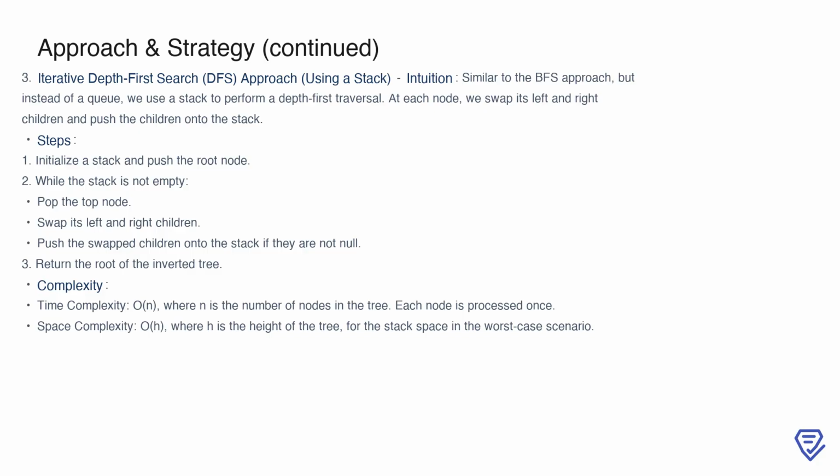The time complexity of this approach is also O(n), as each node is visited once. The space complexity is O(h), where h is the height of the tree, because the stack will hold at most h nodes at any given time in the worst-case scenario of a skewed tree.